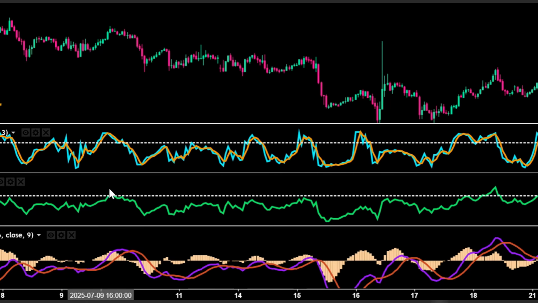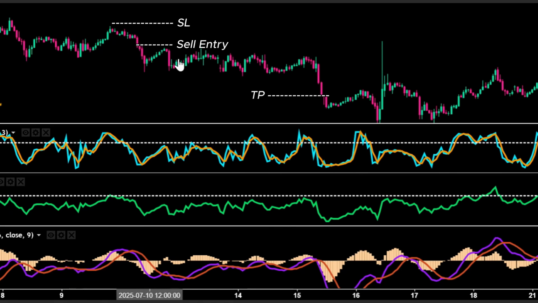RSI confirms the downtrend because it's below 50. Then check MACD. The MACD line has crossed below the signal line and the histogram is falling. That's your momentum confirmation. Enter the sell trade. Place your stop loss just above the nearest swing high to protect your capital, and again for the take profit, set it at twice the stop loss distance from your entry.